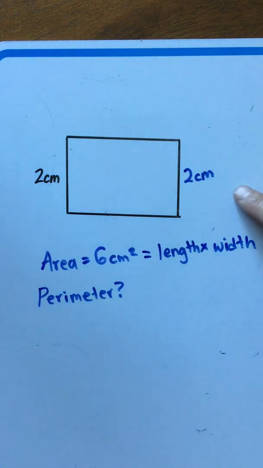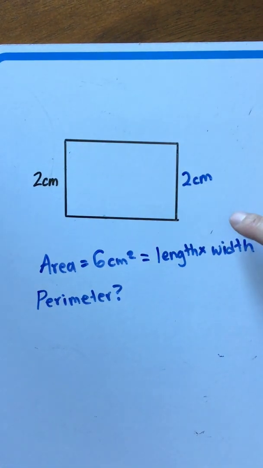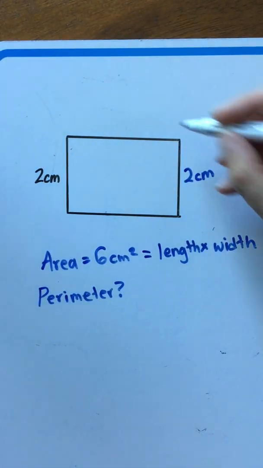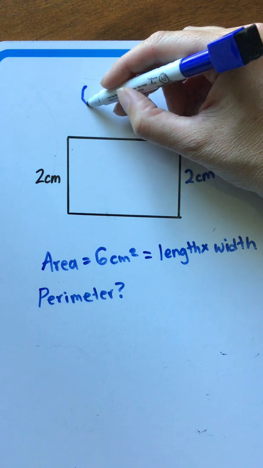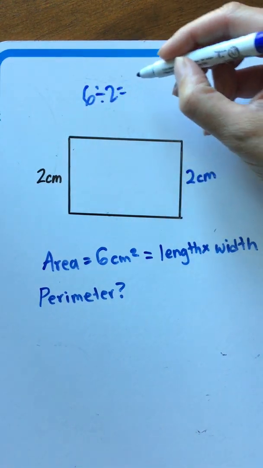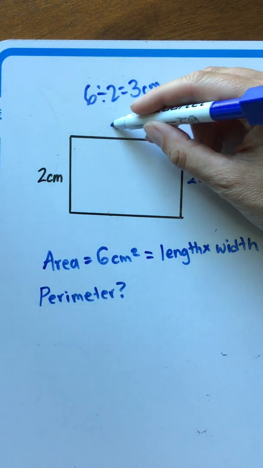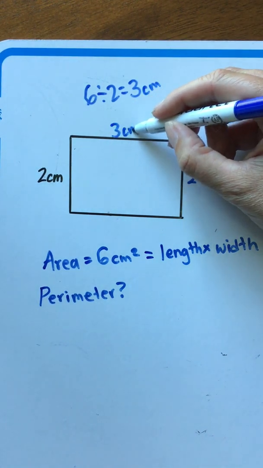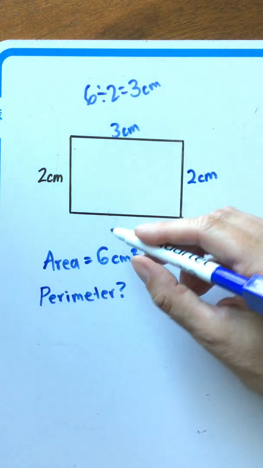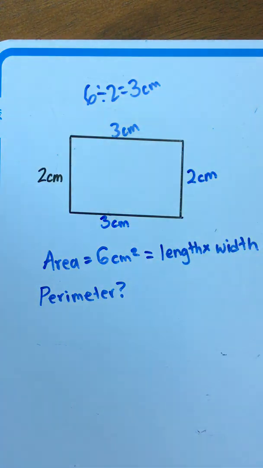Oh, so if we know the width and we want to know the length, we could just do a little dividing. So if I've got 6 and I divide it by 2, that gives me 3 centimeters. So this side of our rectangle must be 3 centimeters, which means straight across has to be the same, also 3 centimeters.